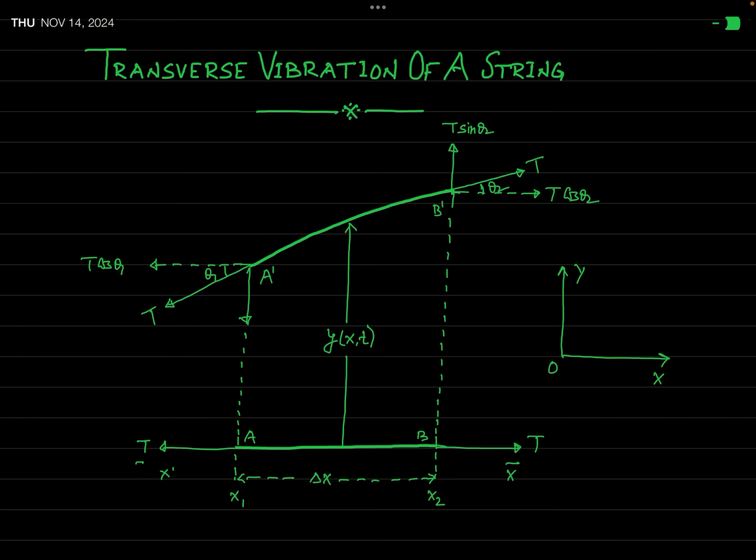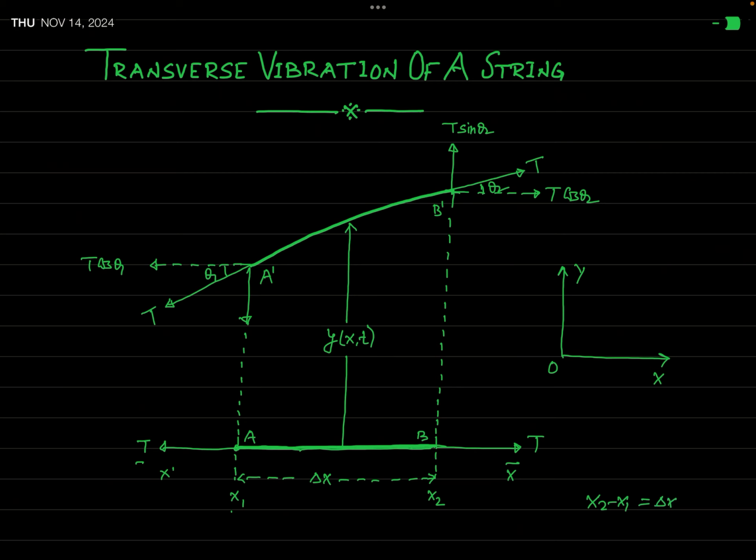Okay, and in this figure I have shown actually a segment of this string, this AB, which I have shown by a dark line. You can see this actually represents the segment of our string. Okay, and as you can see in this figure, I have assumed that the x coordinate of this point A is x1 and that of point B is x2. So the length of this segment AB of the string is x2 minus x1, which I have represented by the symbol delta x. Okay.